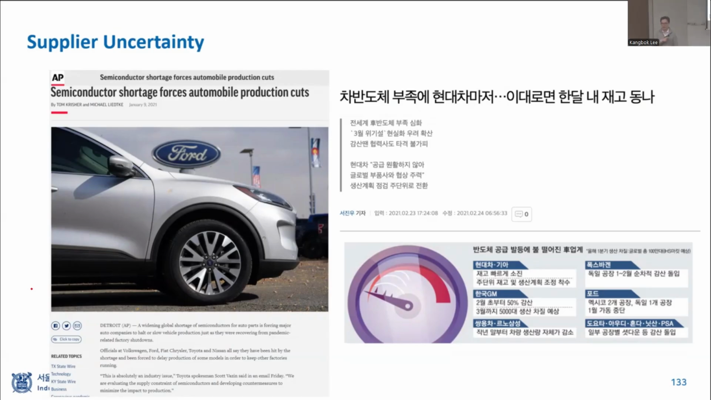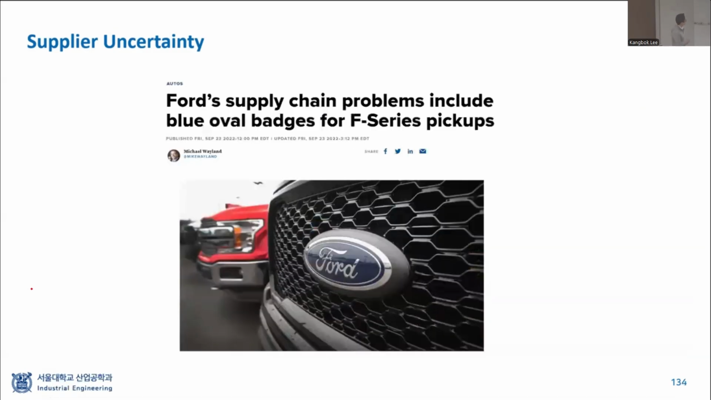We have seen many related news articles regarding supplier uncertainty. Some parts fail, or there are problems somewhere in the logistics chain in the middle. So this can be quite a big problem. Sometimes you have a problem with the emblem of a car, and although all the other parts are quite normal, because you cannot use this Ford mark in front of the car, you cannot sell it for a month.